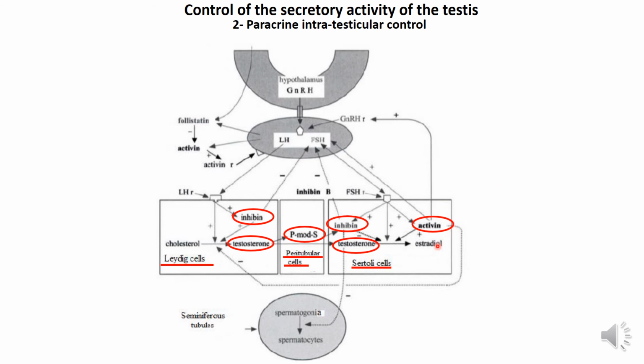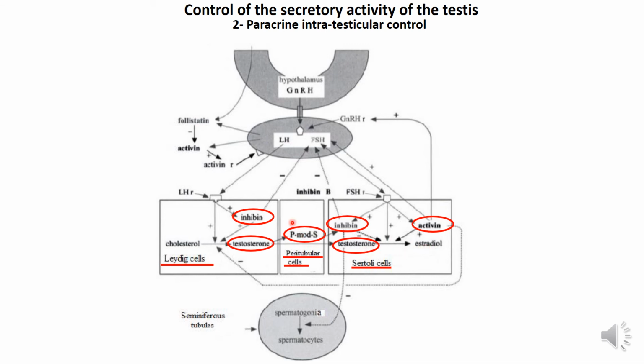We said also that the inhibin and activin have an action. The inhibin will inhibit the proliferation of the spermatogonia, and the activin has a positive action on the proliferation of the spermatogonial cells. And also, as you can see, this activin can induce the transformation of the testosterone to estradiol in the Sertoli cells. However, the inhibin will inhibit this transformation.